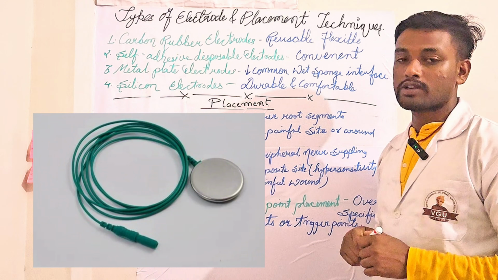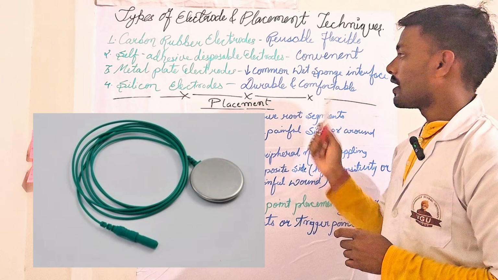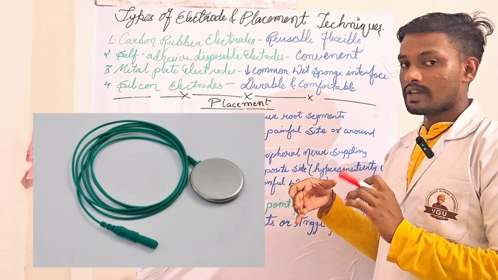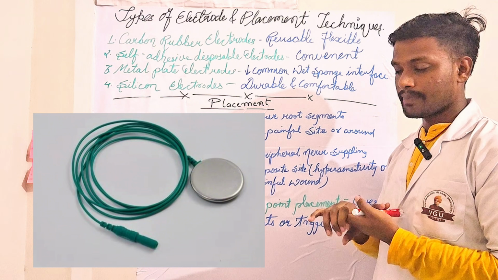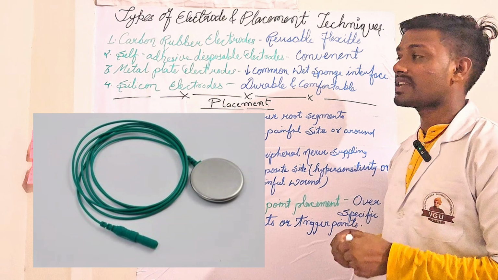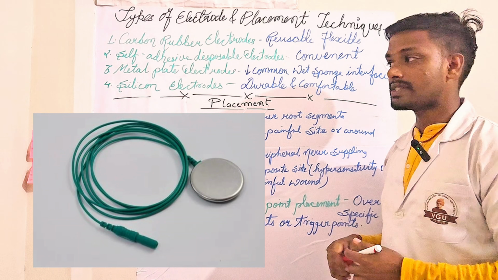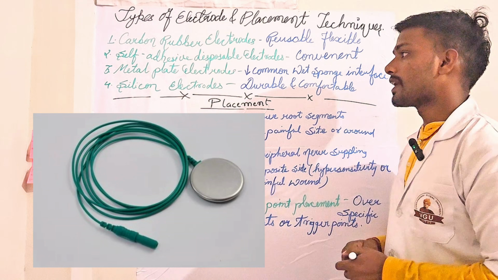Next one is metal plate electrodes, very less used in clinics and hospitals, and it is less common. A sponge cover sheet is applied over the metal plate electrodes. After that, it sends the electrical stimulation over the skin, but there is more chance of causing a burn over the skin area. So it is less used in clinics.